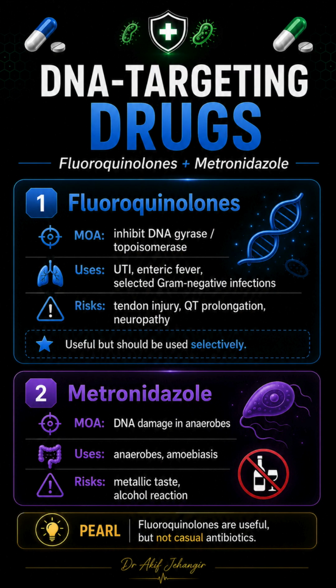Now we shift from protein synthesis to DNA-targeting antibiotics. Fluoroquinolones inhibit DNA gyrase and topoisomerase. They may be used in urinary tract infections, enteric fever, and selected gram-negative infections. But they should not be casual antibiotics. Important adverse effects include tendon injury, QT prolongation, and neuropathy. Metronidazole damages DNA in anaerobic organisms. It is very useful for anaerobic infections and amoebiasis. Its classic side effects are metallic taste and alcohol reaction. So remember, fluoroquinolones are useful, but they need careful selection.